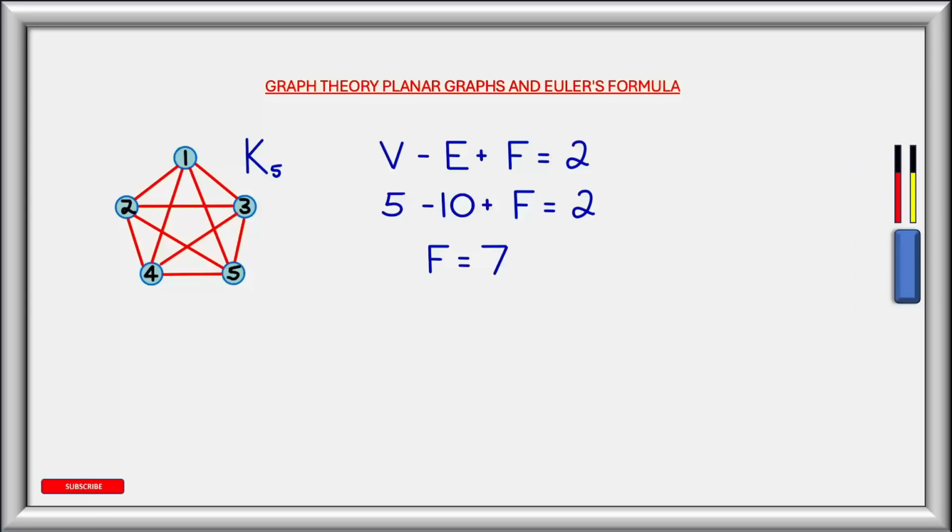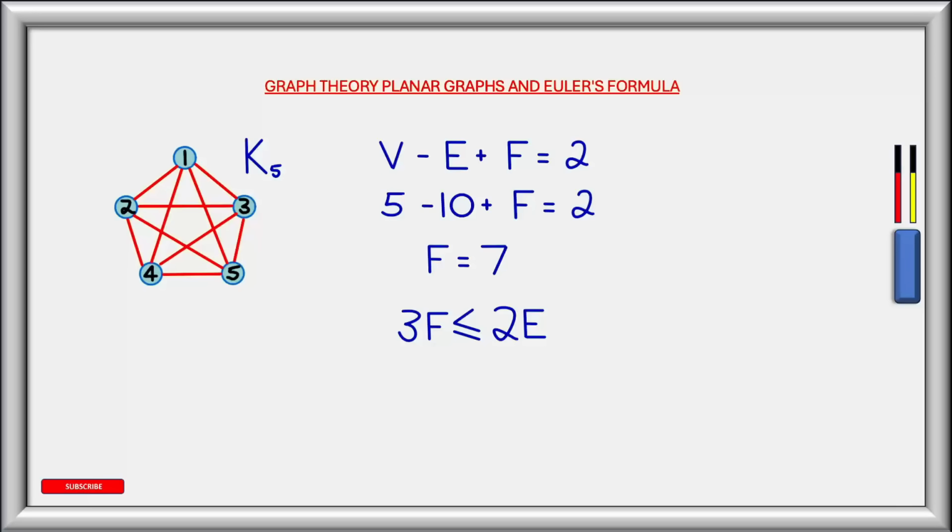So first, let's use Euler's formula to see how many faces a planar version of a K5 graph would need. So we have v minus e plus f is equal to 2. So we have 5 vertices minus 10 edges plus the number of faces must equal 2. So the number of faces would equal 7.